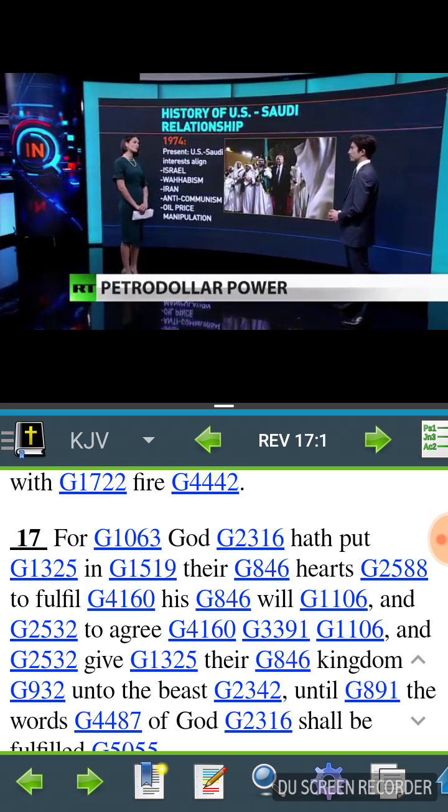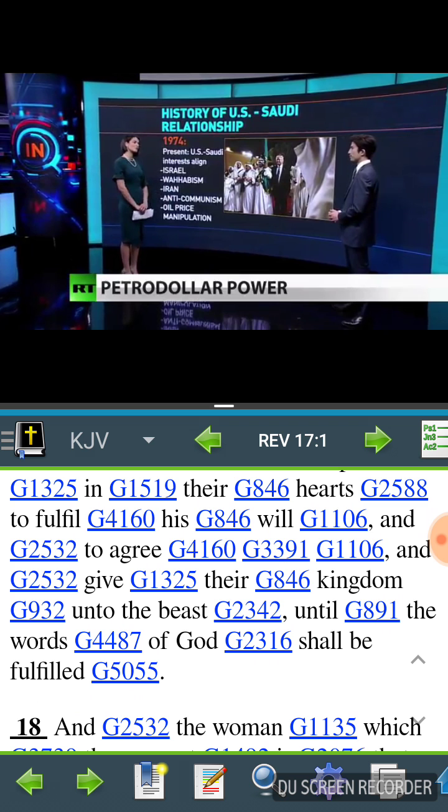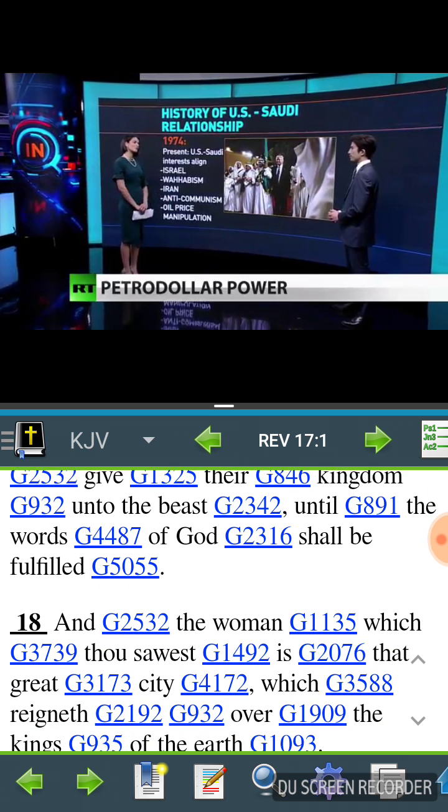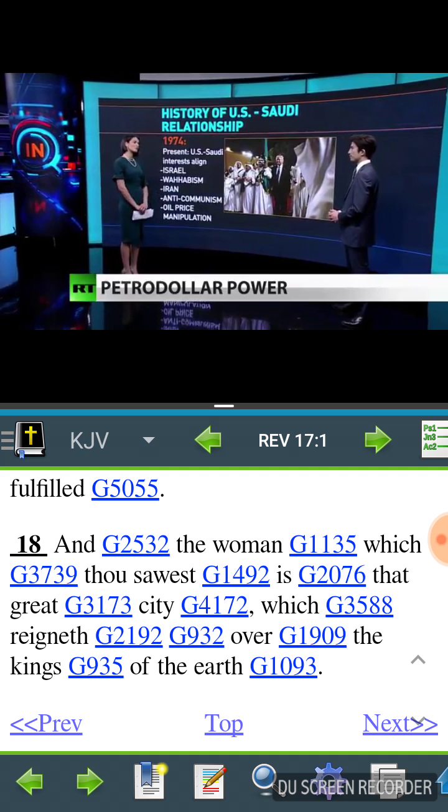It says, verse 17, for the Most High has put in their hearts to fulfill his will, and to agree, and to give their kingdom unto the beast, until the words of the Most High shall be fulfilled. And the woman which thou sawest is that great city.